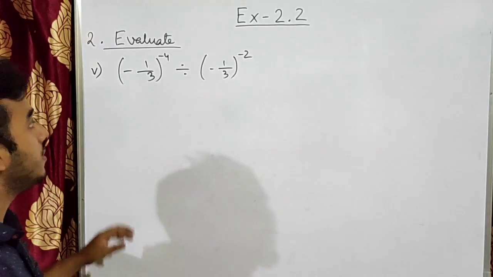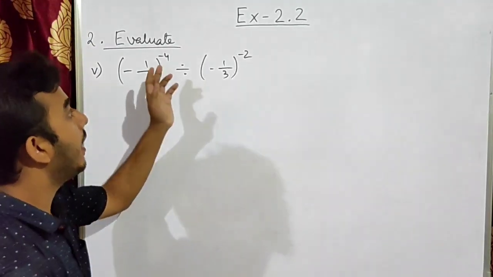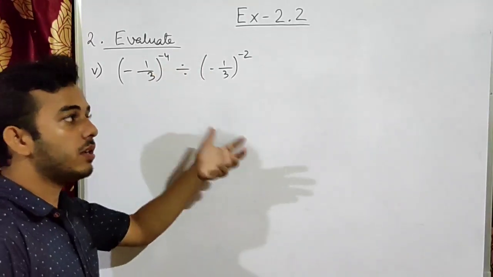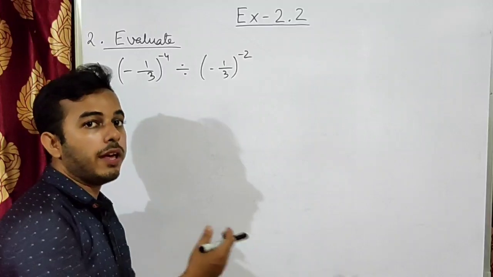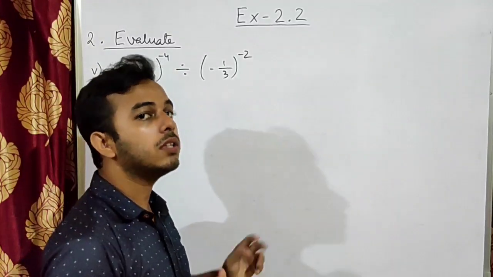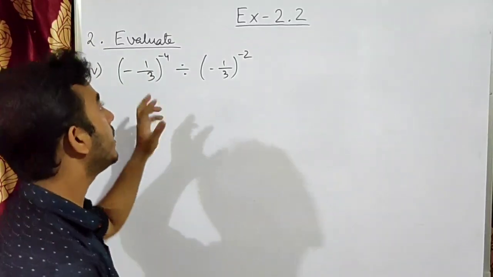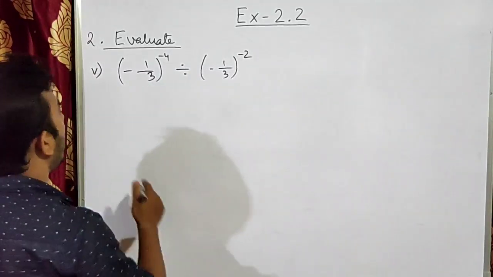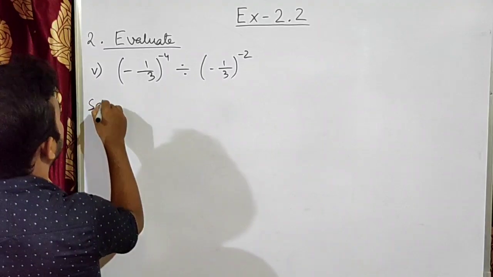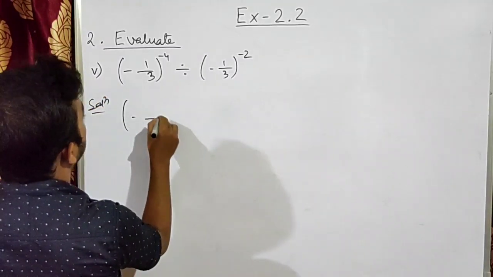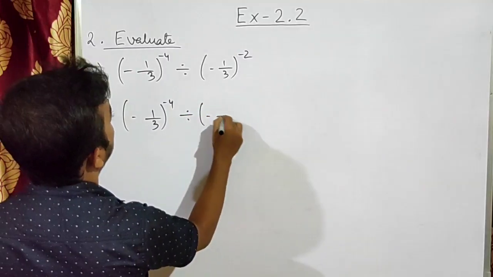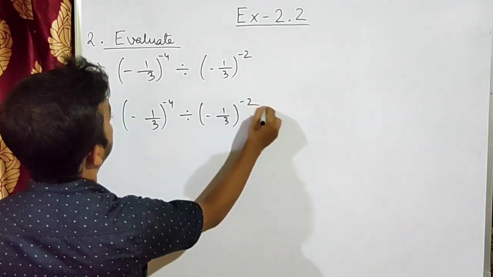So this one is very easy, right? Just take the base common. If base is common and powers are different, what is our rule? That is a^m divided by a^n equals a^(m-n). Just subtract the powers and then the result will be our solution. So let's write the solution: (-1/3)^-4 divided by (-1/3)^-2.